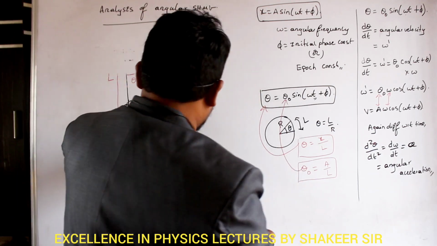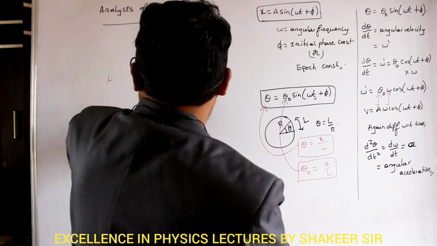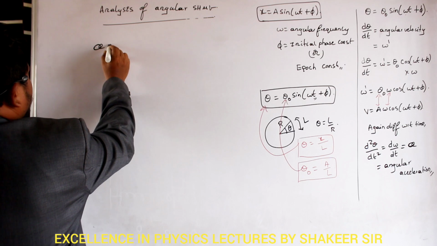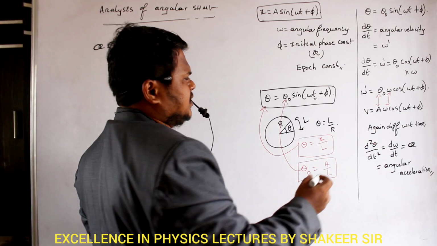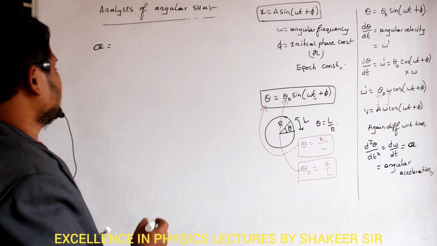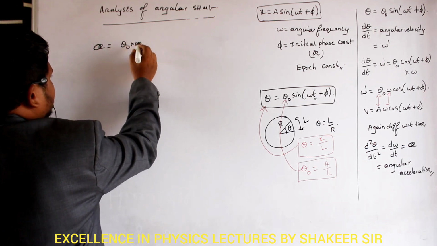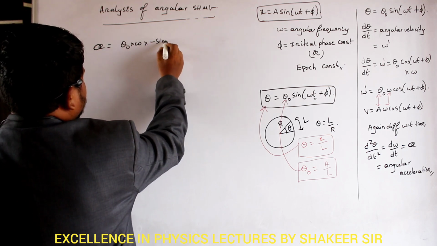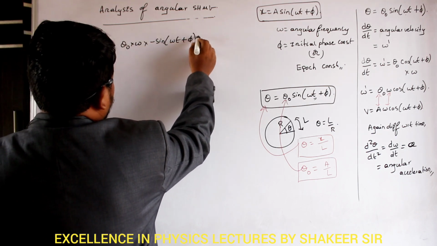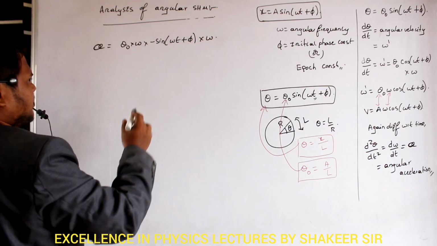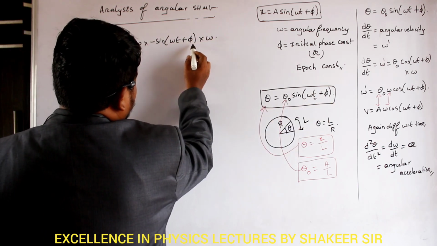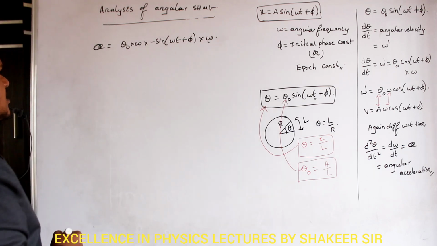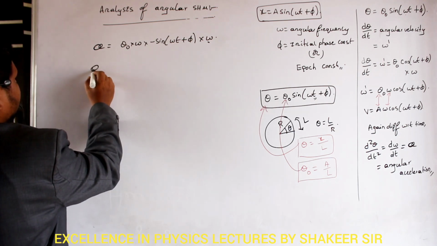So differentiating omega with respect to time, I will get the equation for alpha. What is the equation I will get? Here I have theta naught into omega, which is a constant. Differentiation of cos omega t plus pi is minus sine omega t plus pi, again multiplied by omega, because we have differentiated only the cos term. Theta naught we have not differentiated, and the differentiation of omega t plus pi is omega, where pi is a constant.